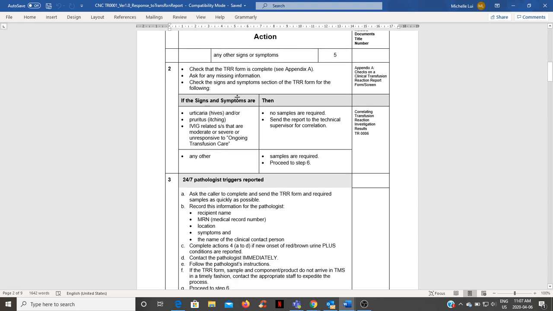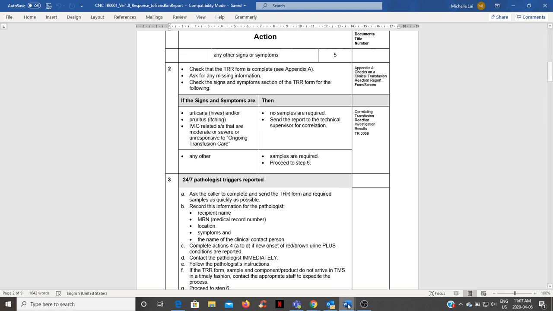So if the signs and symptoms are urticaria, yes, then that's it. No samples are required. Send the report to the technical supervisor for correlation. And that's really where it ends. Over on the right-hand side here, it goes all the way to procedure 6, which is what the supervisor would do to make sure all the information is complete and see if any other follow-up is required. So that's really the end of that transfusion reaction investigation.